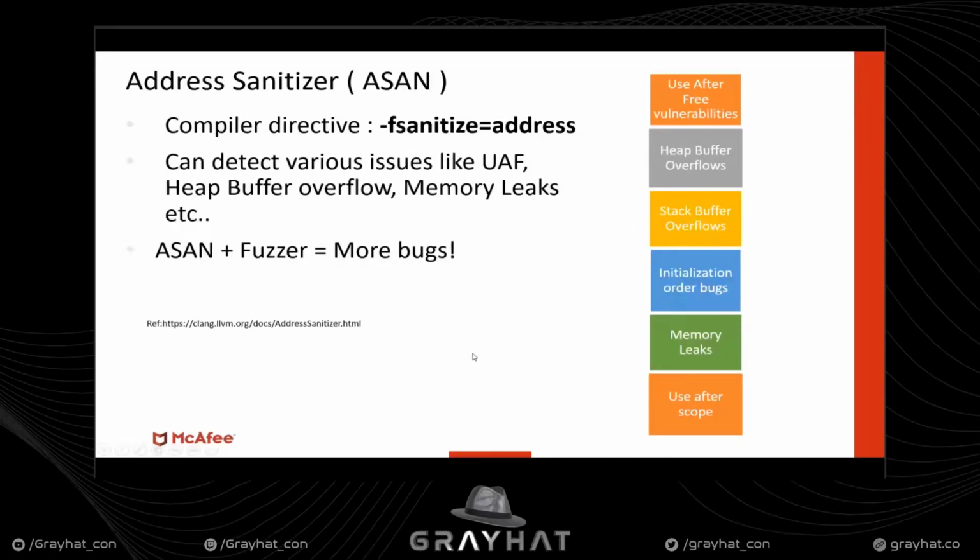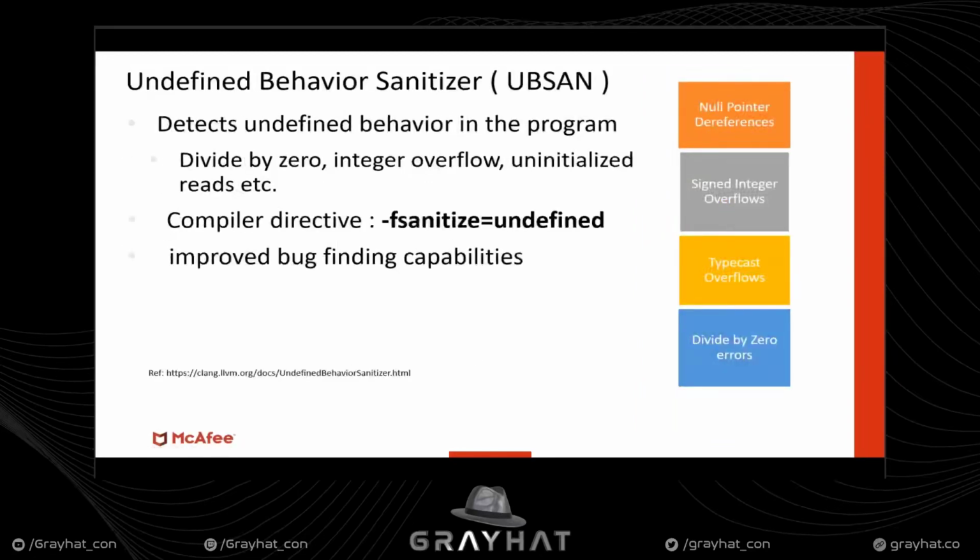Now let's move on and see another type of sanitizer, the undefined behavior sanitizer, also called UBSAN. The undefined behavior sanitizer detects various undefined behavior in the program like divide by zero, integer overflow or integer underflow, and uninitialized reads. If you want to compile your program using UBSAN, you need to use a compiler flag like -fsanitize=undefined. UBSAN also helps in finding new bugs, and it helps in finding bugs quickly.